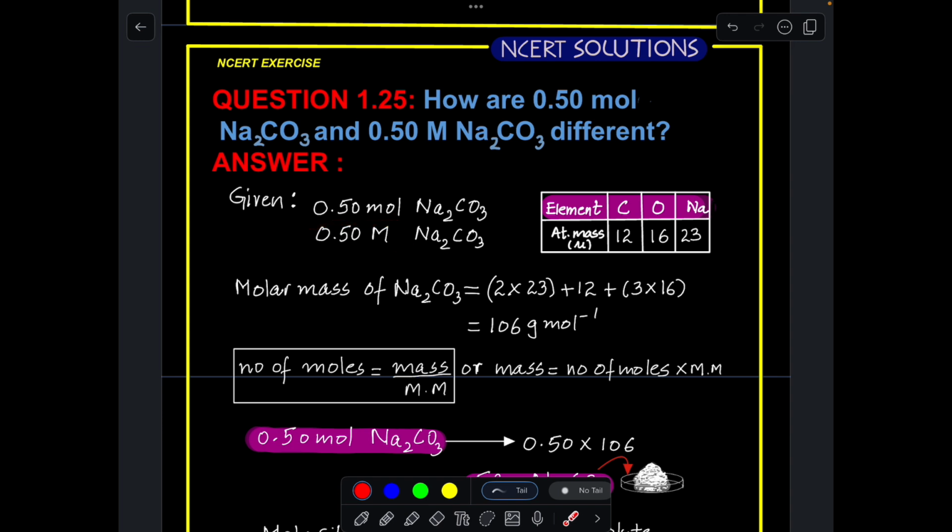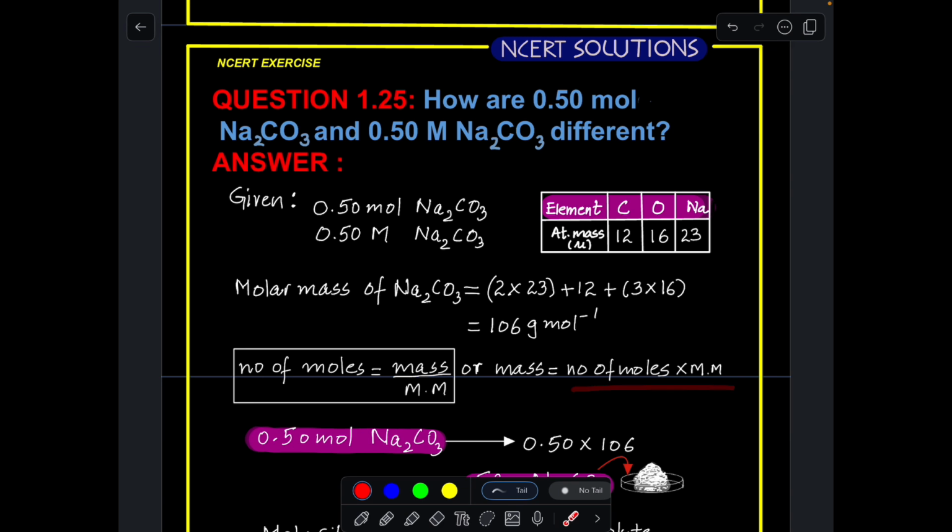So for questions related to number of moles and concentration, we first have to find out the molar mass of the substance given to you with the help of atomic masses. The molar mass of sodium carbonate is calculated as 106 grams per mole. We know that number of moles is calculated as mass divided by molar mass. So the mass of substance we can calculate by multiplying number of moles with molar mass.